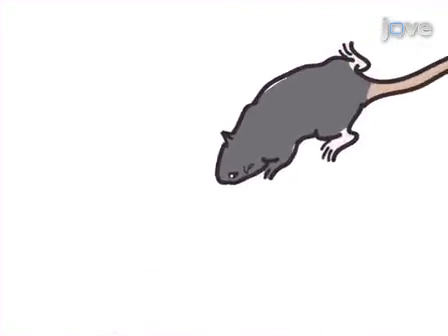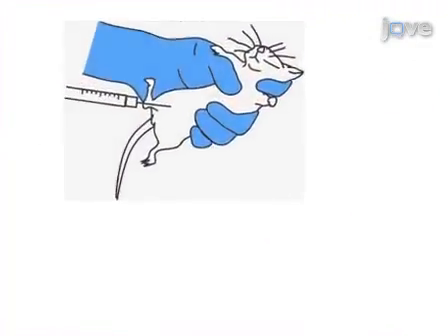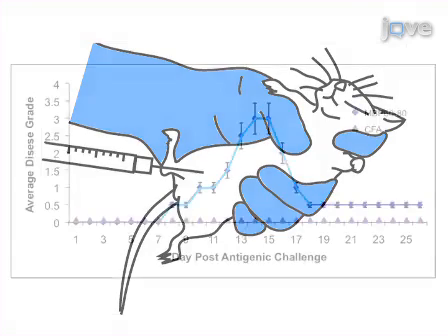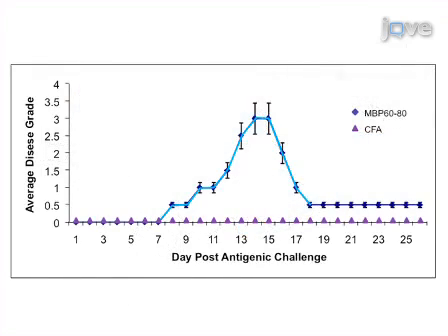To trigger EAE in a resistant strain, 14 days after the adoptive transfer, the recipient mice are then immunized with antigen in CFA. Using this method, EAE can be induced in resistant mouse strains.